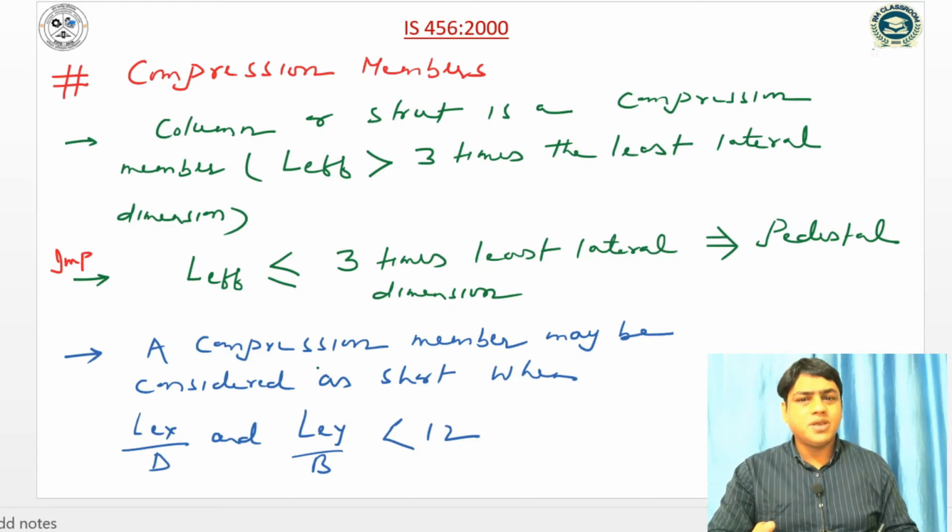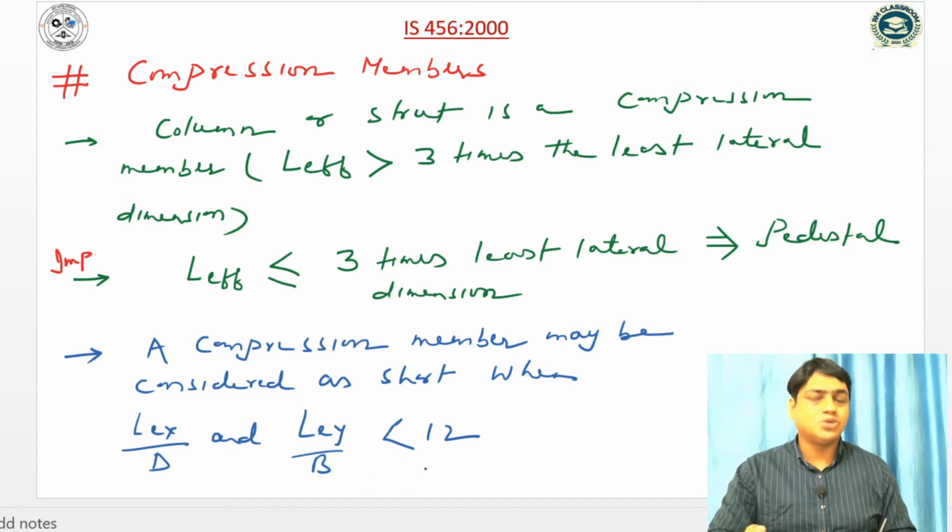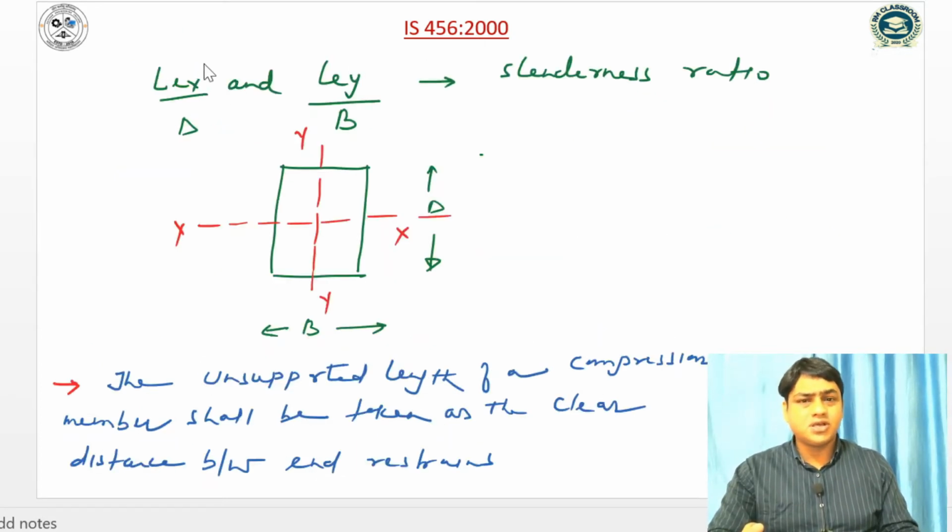A compression member may be considered a short column when the effective length in x direction divided by capital D, or the effective length in y direction divided by b, is less than lambda. This is also called the slenderness ratio. So if LEX by D or LEY by B is less than 12, then it is called a short column, and otherwise it is called a long column. Once LEX by D or LEY by B is greater than 12, it is called a long column, and this ratio is called the slenderness ratio.